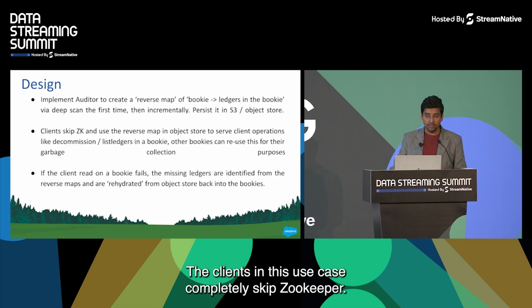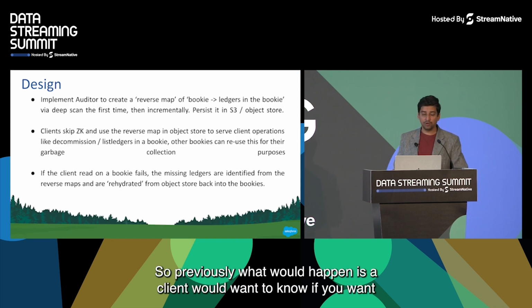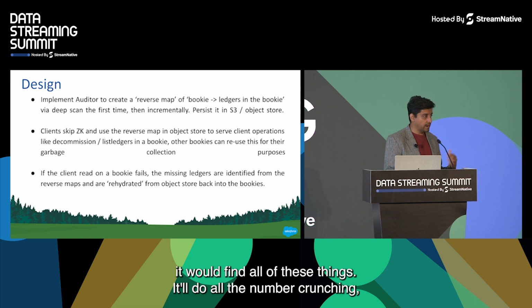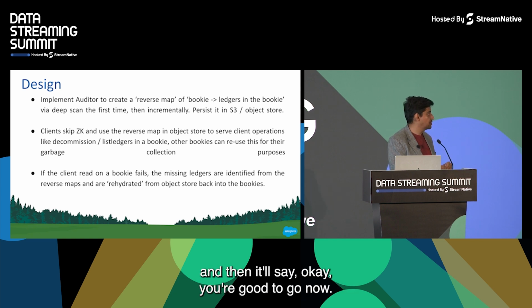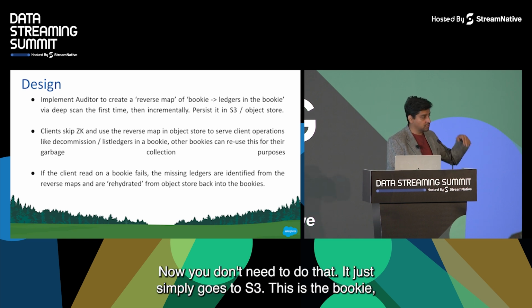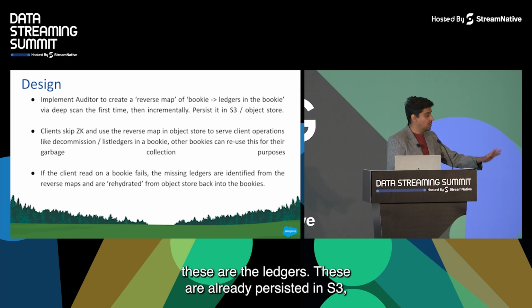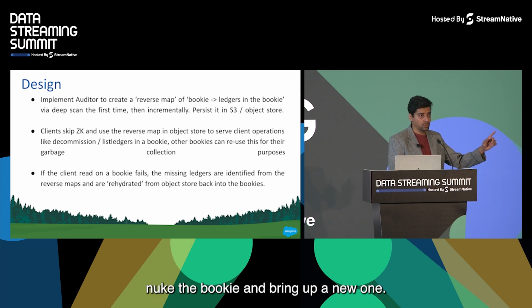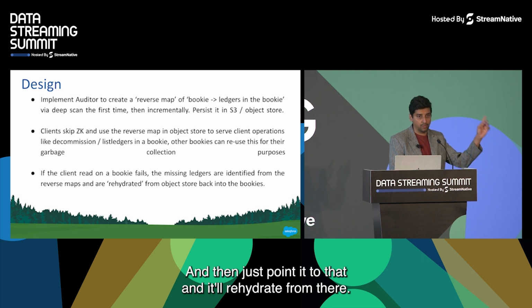The clients in this use case completely skip ZooKeeper. Previously, if you wanted to do a decommissioning, the client would go to ZooKeeper, find all of these things, do all the number crunching, and then say, okay, you're good to go, there's nothing under-replicated, everything is clean, please decommission. Now you don't need to do that. It simply goes to S3: this is the bookie, these are the ledgers, already persisted in S3. Nuke the bookie and bring up a new one, and then just point it to that and it will rehydrate from there.